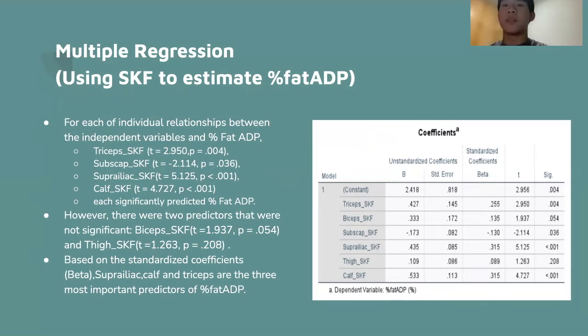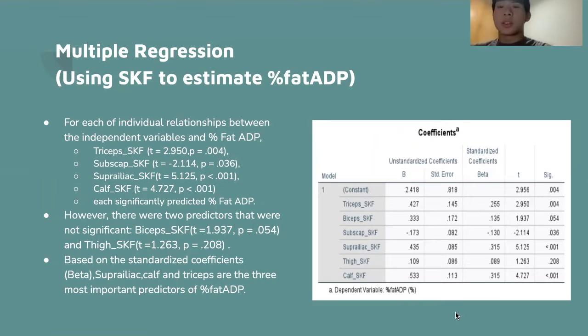For each individual relationship between the independent variables and percentage fat ADP, we can find that the triceps skin fold measurement has a t-value of 2.950 and a p-value of 0.004. Subscapular has a t-value of minus 2.114 and a p-value of 0.036. The superior skin fold measurement has a t-value of 5.125 and a p-value less than 0.001. The calf skin fold measurement has a t-value of 4.727 and a p-value less than 0.001. Each of these significantly predicts percentage fat ADP.